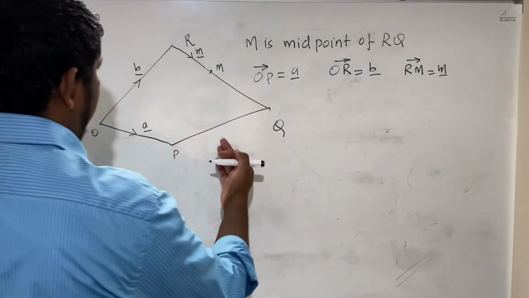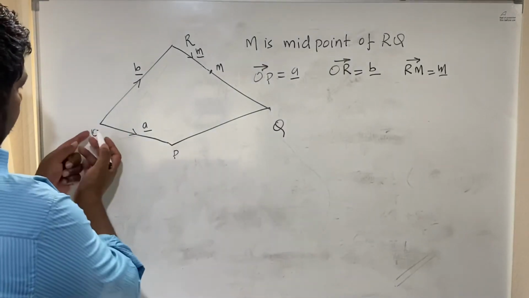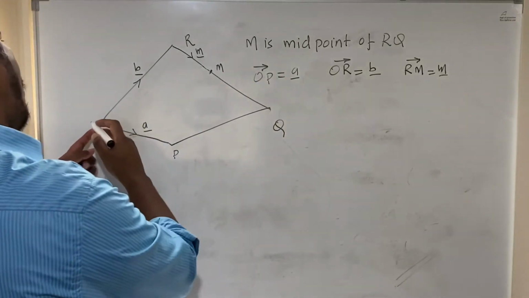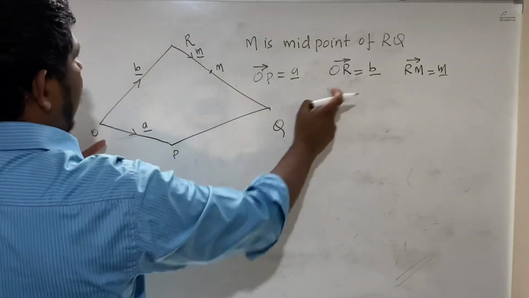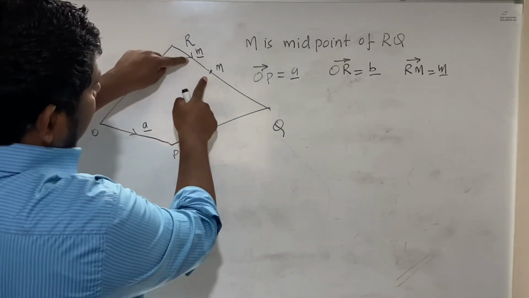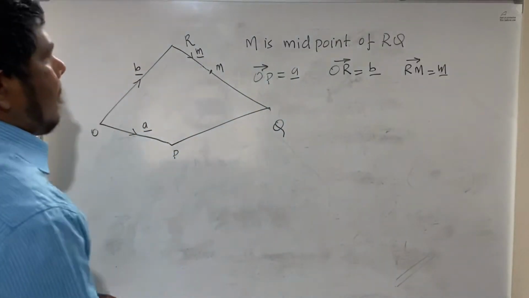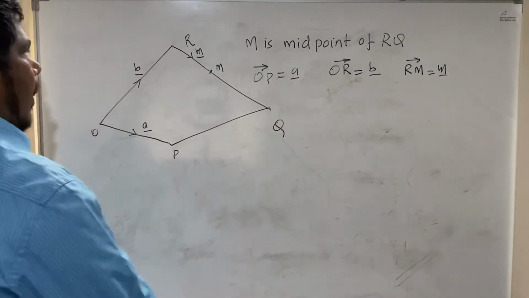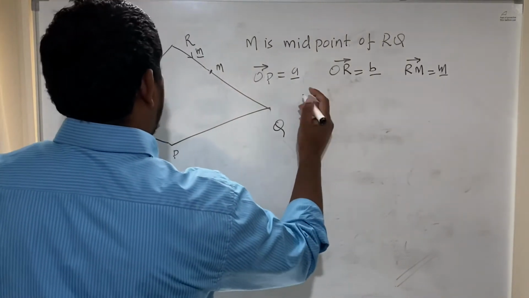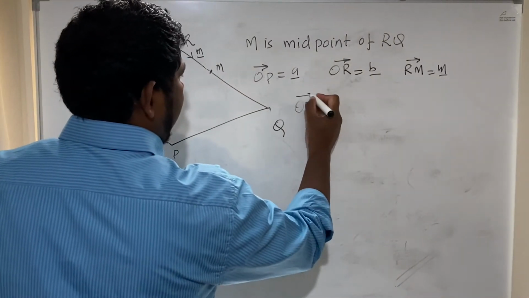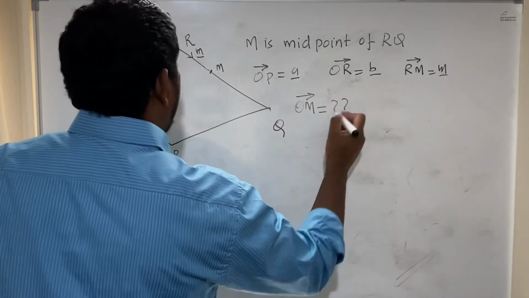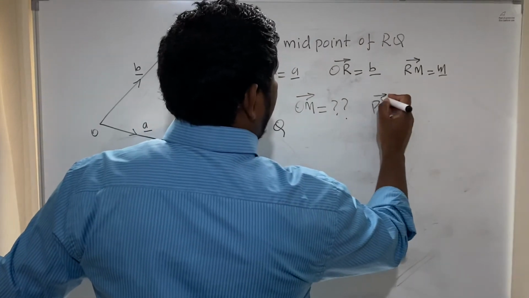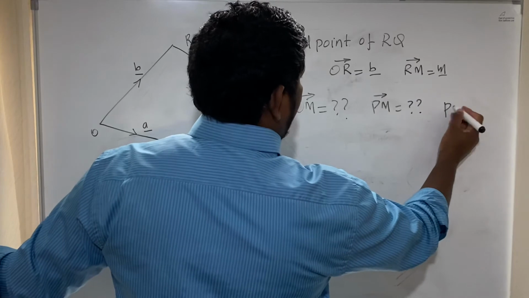You can do another example. In this diagram, vector O to P is vector A, and vector O to R is vector B, and vector R to M is vector M. And M is the midpoint of RQ. The question is to find OM and PM and PQ.